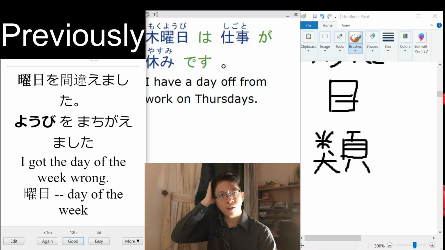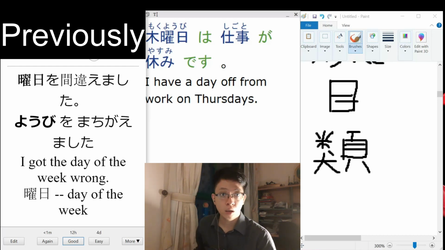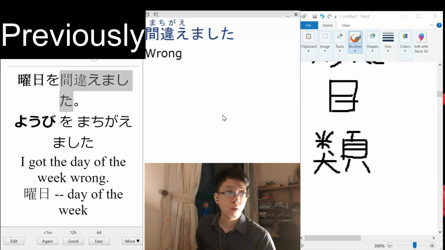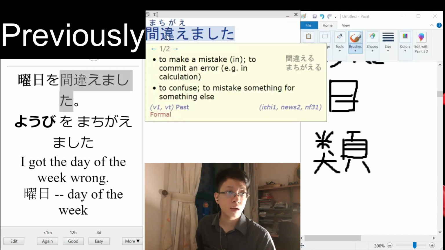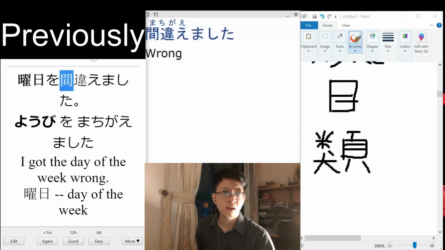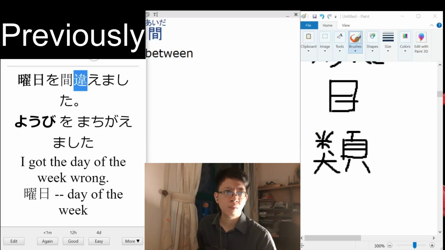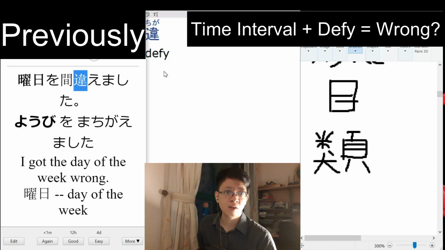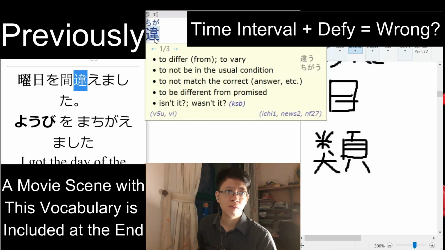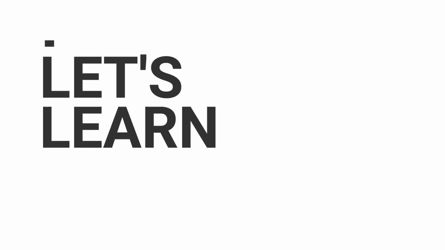Machigai masa. I got the day of the week wrong. Okay. Is this like a verb? Wrong. Okay, a verb to make a mistake. This one is interval, right? Interval. Okay. What's this one in there? Define. To define time is to be wrong. To differ. To not be in the usual condition.